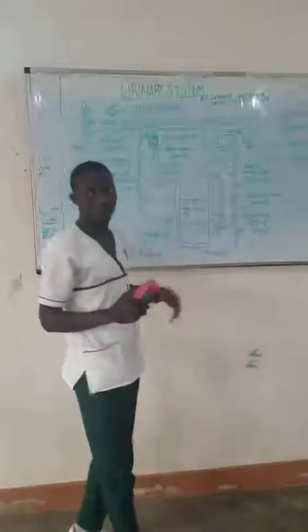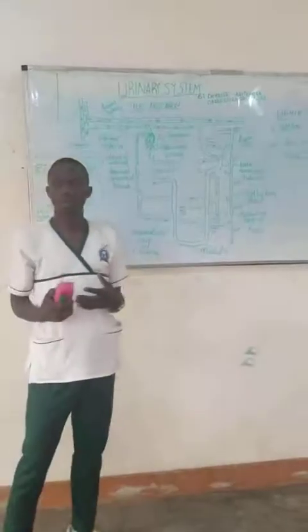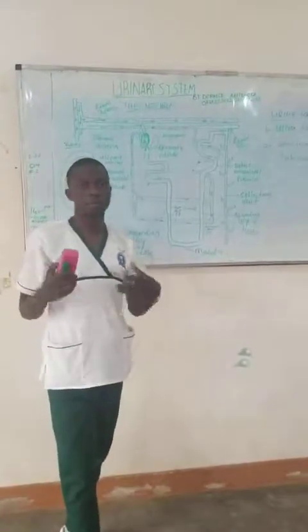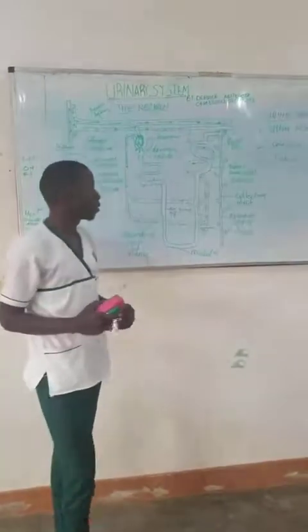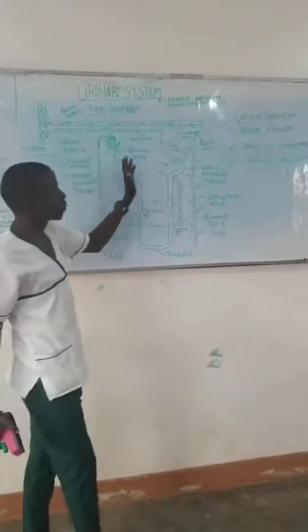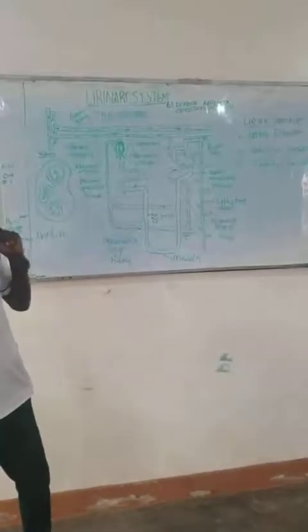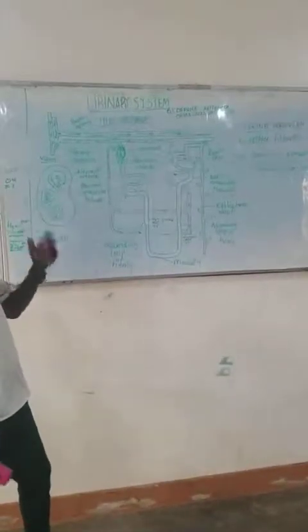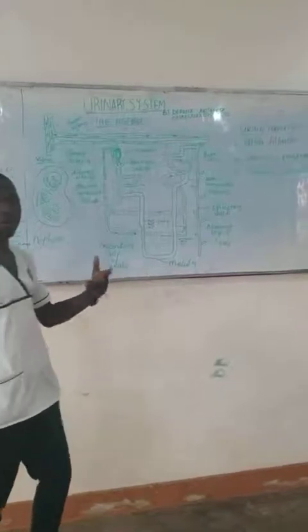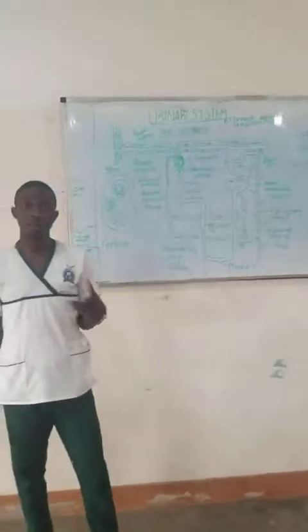We are on urine formation, and we said one of the functions of the kidney is to form urine. Now, with this diagram, you're going to see the processes of how urine is formed. We have said the kidneys are two bean-shaped organs which are located on either side of the vertebral column.